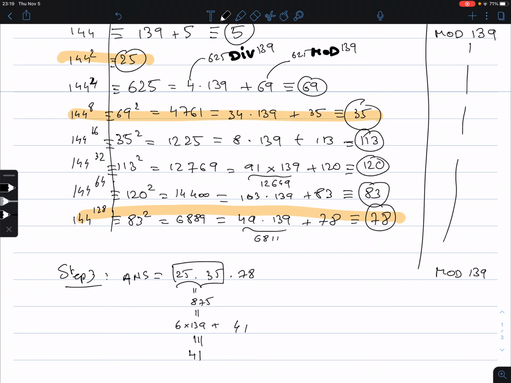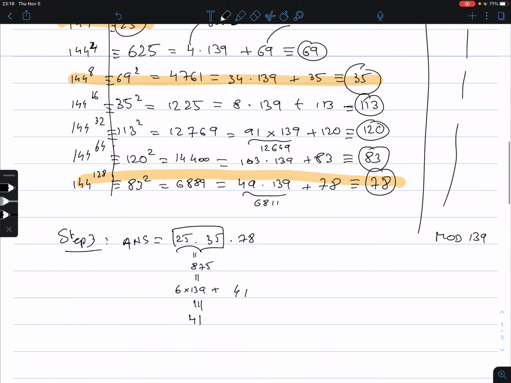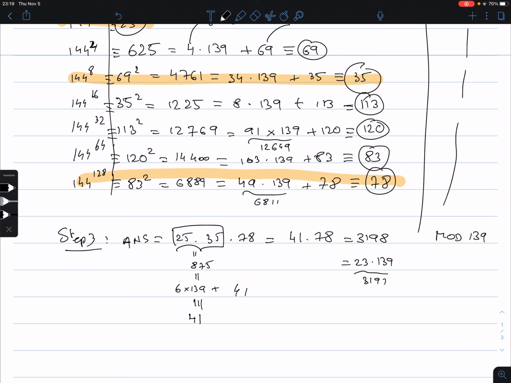Okay. Now, in the previous case we had 2 pairs, but here's only 1 pair, so this is the same as 41 times 78. So that's my last calculation. 41 times 78 is 3,198. If I divide this by 139, that is 23 point something, almost 0, but it is not. 23 times 139 is 3,197. So what am I missing? Oh, I only miss 1. So this is 1.